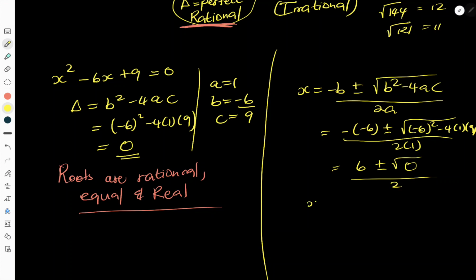Then when you punch in your calculator, you're going to get the same answer, x is equal to 3 or x is equal to 3. Now it means the roots are equal because the two intercepts are the same. So that will be all for now. I think I made an explanation on how you discuss the nature of roots.